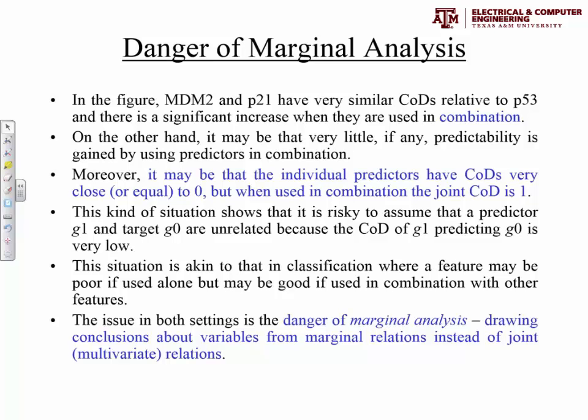The situation is akin to that in classification, where a feature might be poor if it is used by itself, but in combination with other features, it might be a really great feature set to use. So the issue in both settings is the danger of marginal analysis: drawing conclusions about variables from marginal relationships instead of joint multivariate relations. And this is what biologists do all the time, like what they call pathway information. It is based on marginal relationships.